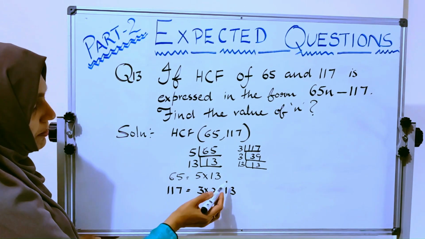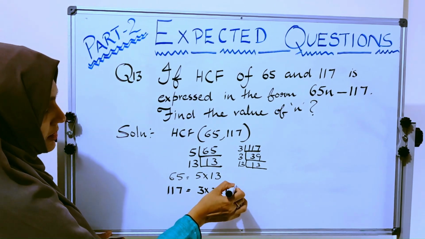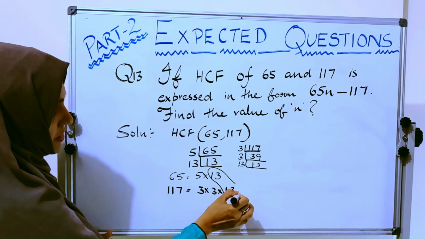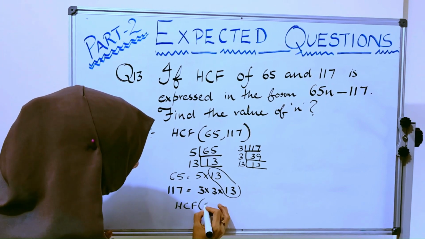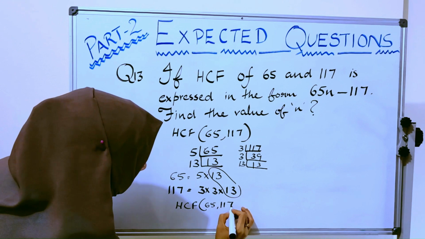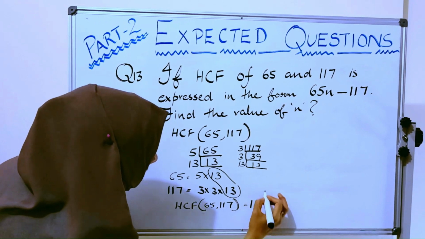Which prime number is common here? 13. So HCF is 13. HCF of 65 and 117 is equal to 13.